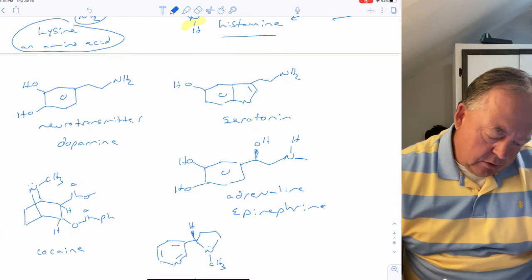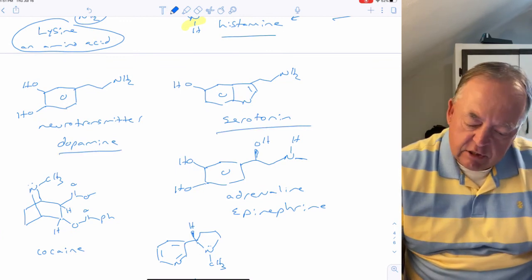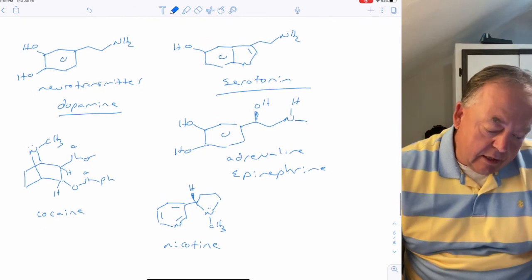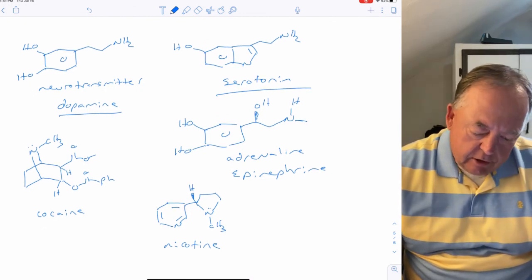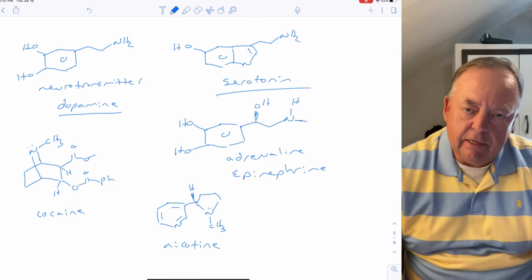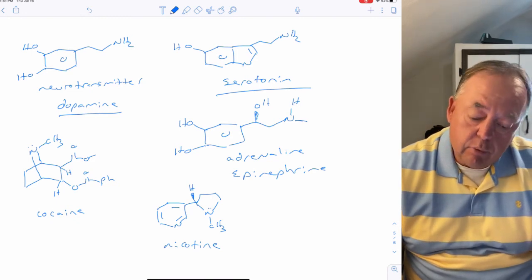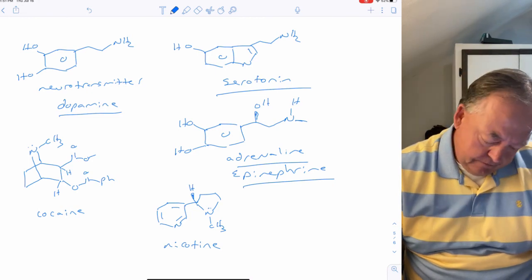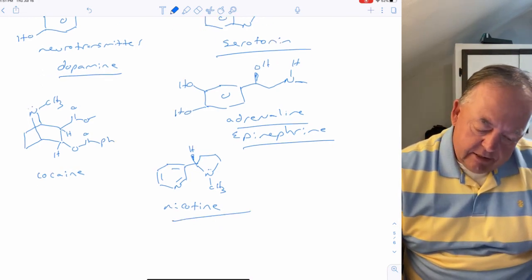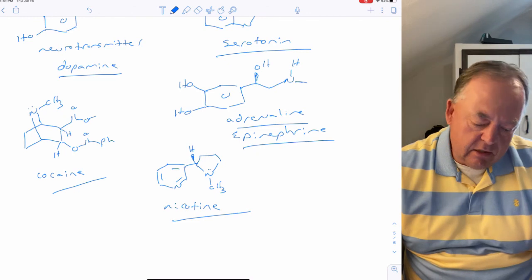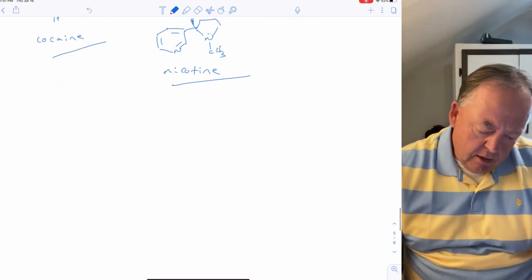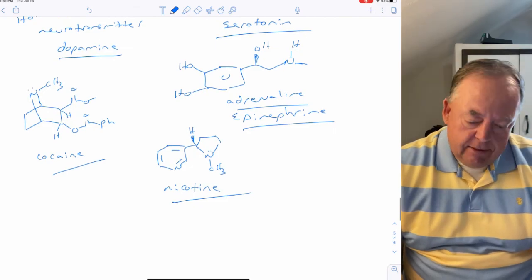This molecule is dopamine. It's a neurotransmitter, serotonin. Obviously in brain chemistry, huge significance. So a lot of amines have stimulant properties to them, right? This molecule is epinephrine or adrenaline. Nicotine is an amine. Cocaine is an amine. Again, many amines have stimulant properties to them. Okay, so that's it for chapter 19. We'll stop there.